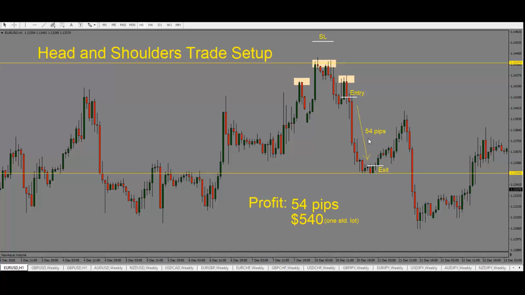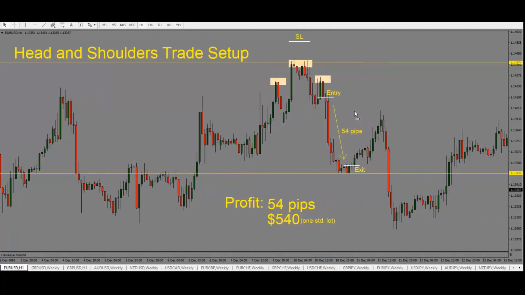So just to recap here, we are looking at a head and shoulders trade setup. We have head in the middle and we have left shoulder, which is slightly lower than the head, and the right shoulder, which is also lower than the head. So this is a bearish reversal pattern and we are looking for price to drop from here.